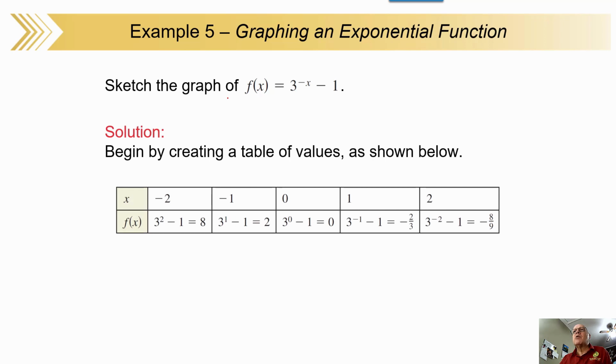Get a table of values like that. That's an easy way to do it. But what I showed you is a good ballpark figure that you can get in your head. That way you know where you're headed, and when you create your table of values, if something doesn't look right, go back and recalculate. You probably had a calculator mistake or a mental mistake when you're calculating.